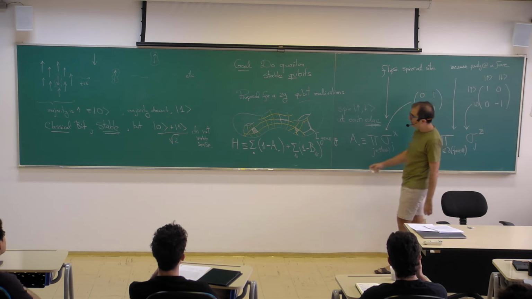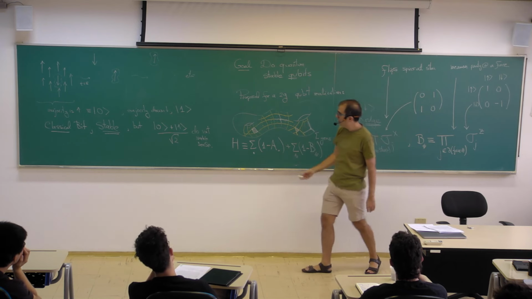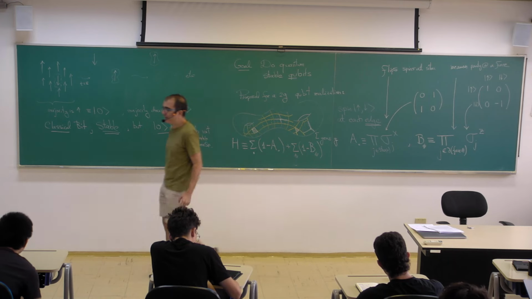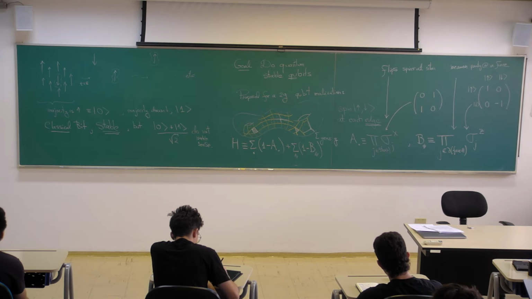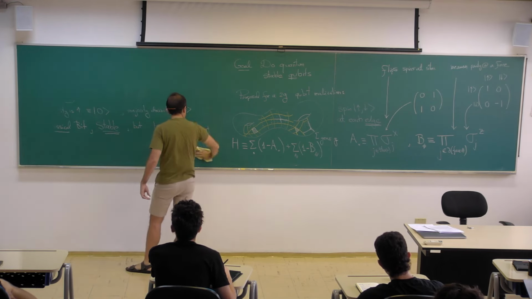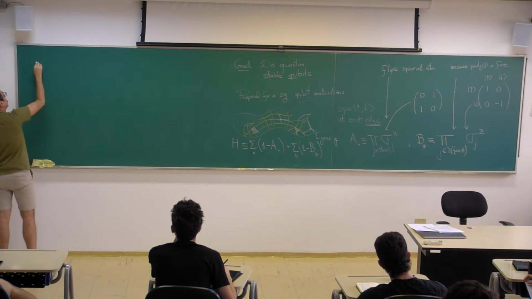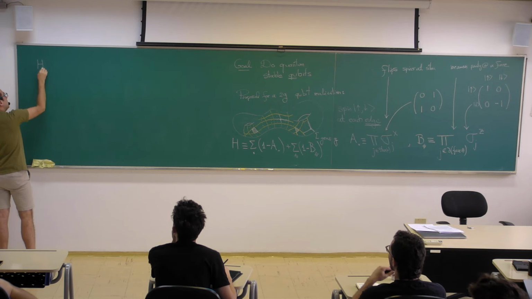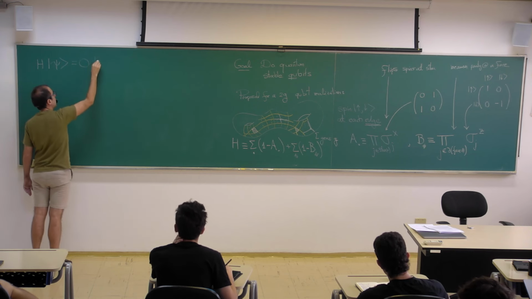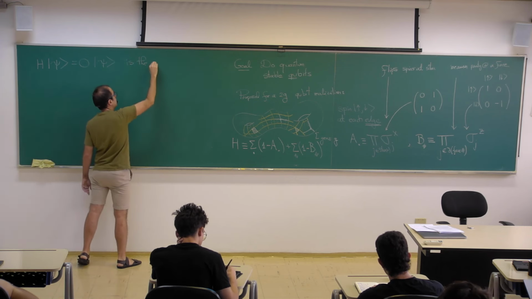And the claim is that this system realizes this. It's a 2G qubit system. Namely, the claim, the analog of this statement on the left, let's write it, is that this Hamiltonian H acting on psi equals 0 times psi is the ground state. The ground state has zero energy.